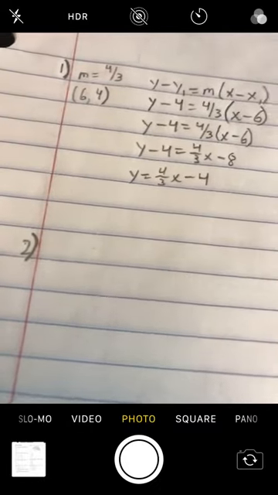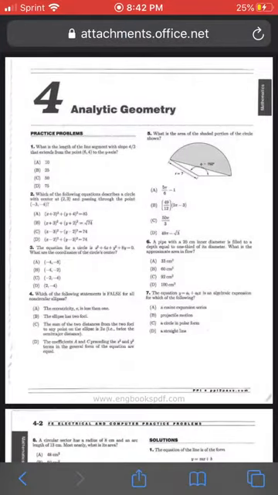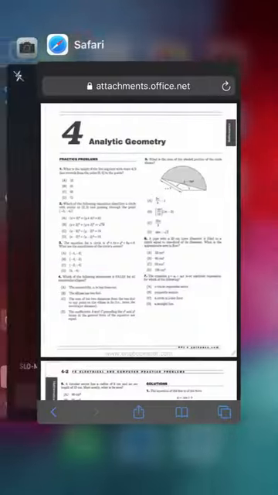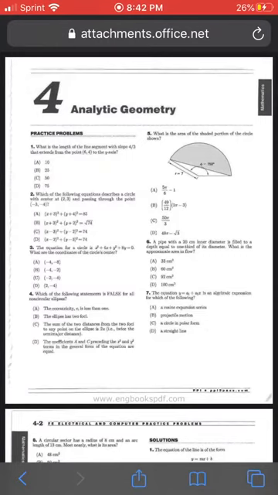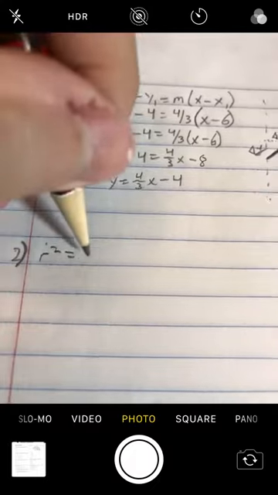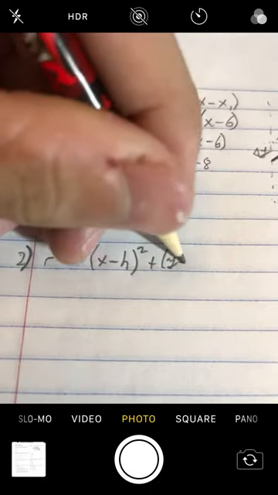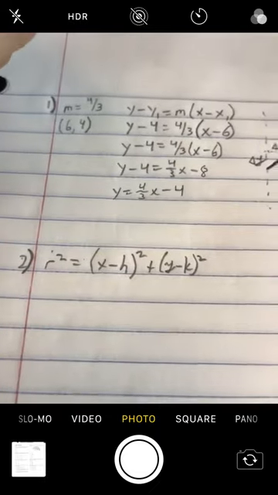Okay, now that one is out of the way, let's move on to number 2. Number 2 says, which of the following equations describes a circle with center (2, 3), passing through the point (-3, -4)? So if you remember the formula of a circle, it's essentially (x minus h) squared plus (y minus k) squared is going to equal r squared.